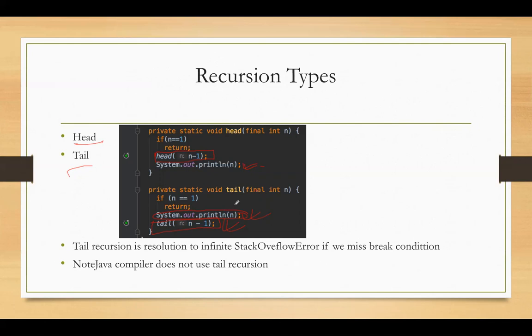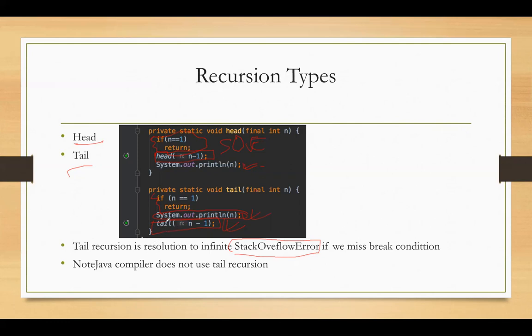Tail recursion also helps us in overcoming stack overflow error. Suppose we miss out the break condition in any of the recursion code, then we'll of course land into stack overflow error. And tail recursion can help us break through that.